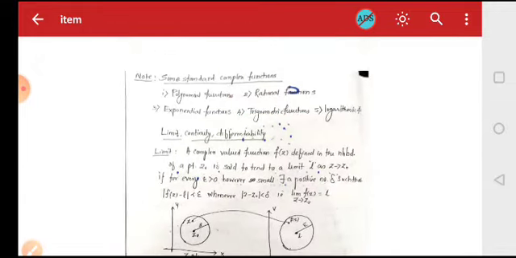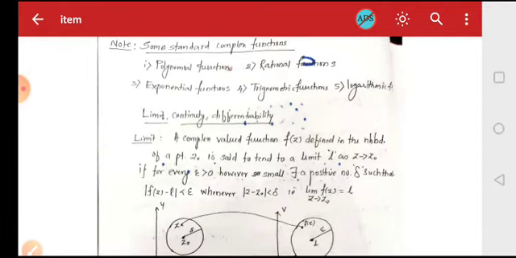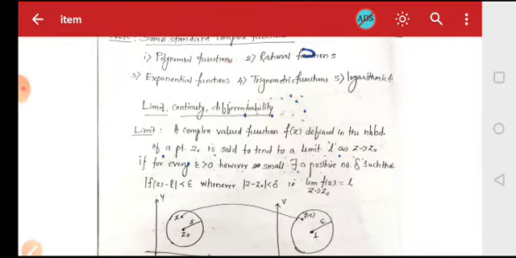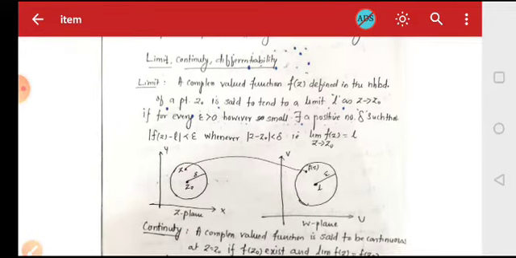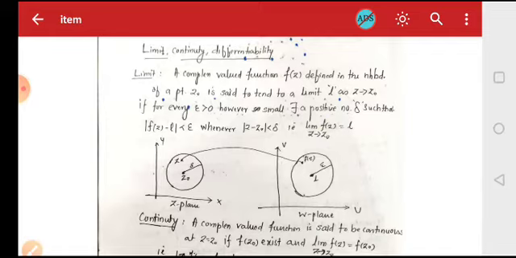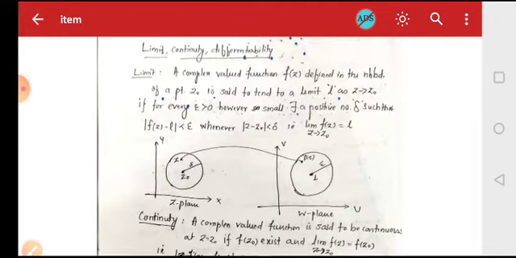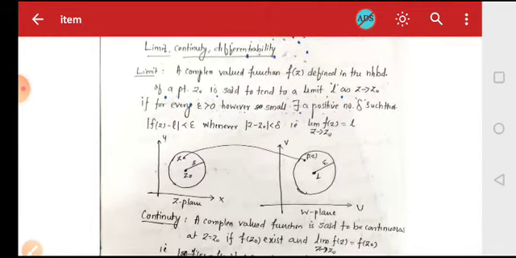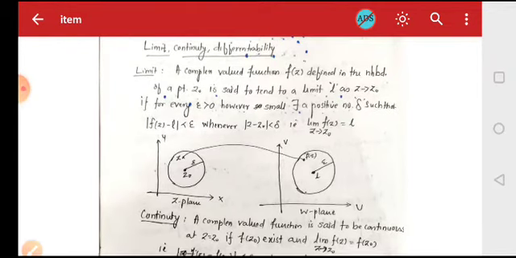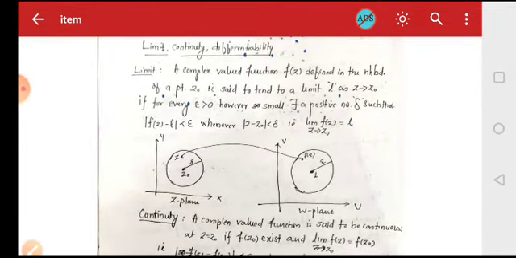Now, there are some standard complex functions. Polynomial functions can be expressed as complex functions. Rational functions can also be expressed as complex functions. Even exponential, trigonometric, and logarithmic functions can be taken as complex functions. Next come the definitions of limit, continuity, and differentiability. You have already studied these in PUC with respect to real valued functions. Now you are going to study the definitions with respect to complex valued functions.